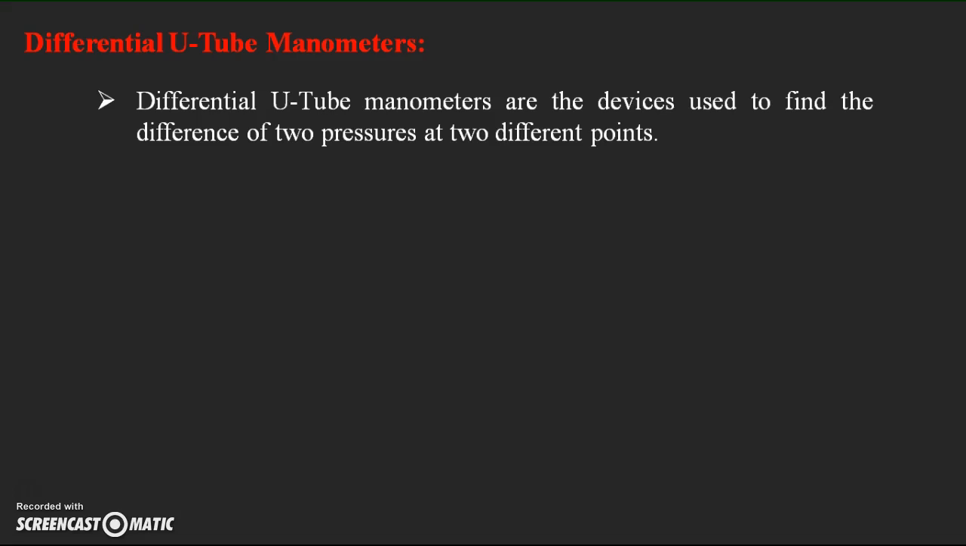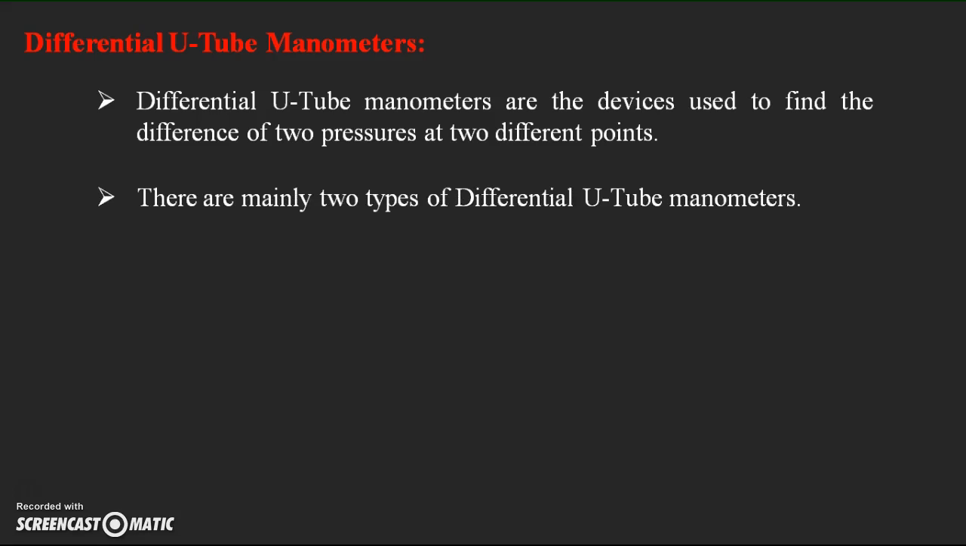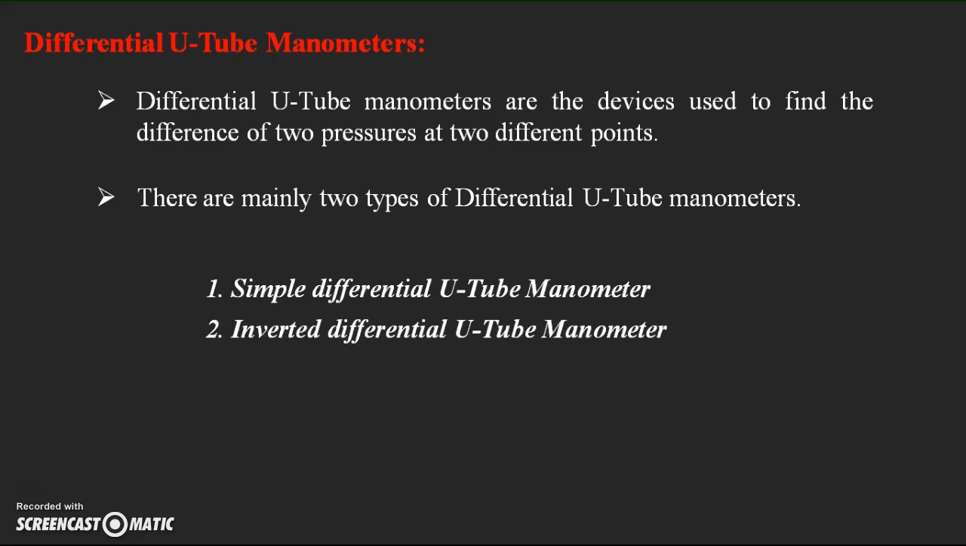So ultimately we will find out the difference between the two pressures at two different points in a flow field. At the same time, there are mainly two types of differential U-tube manometers. The first one is the simple differential U-tube manometer, and the second one is the inverted differential U-tube manometer.